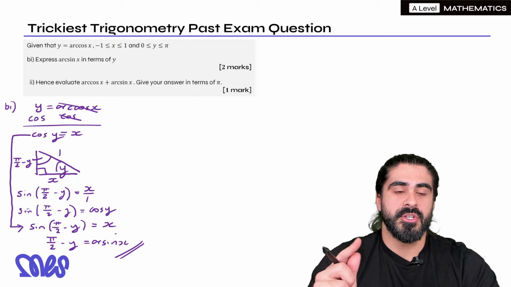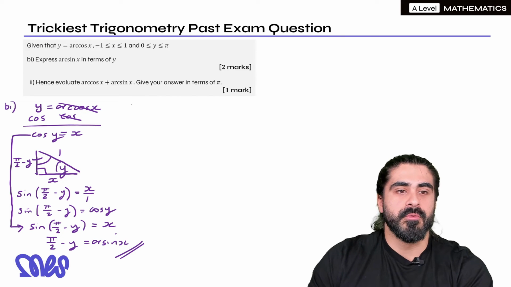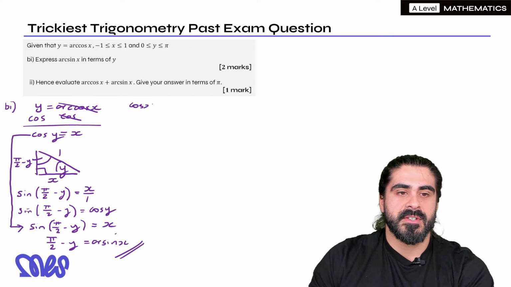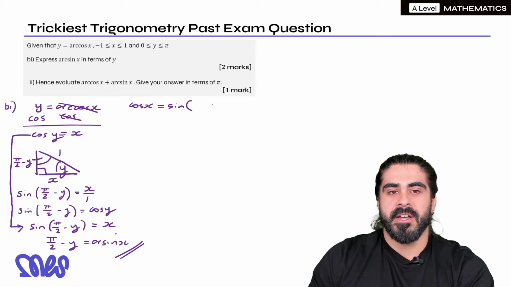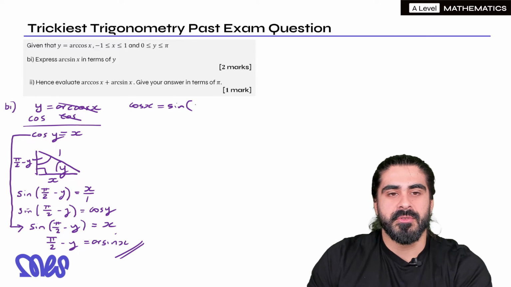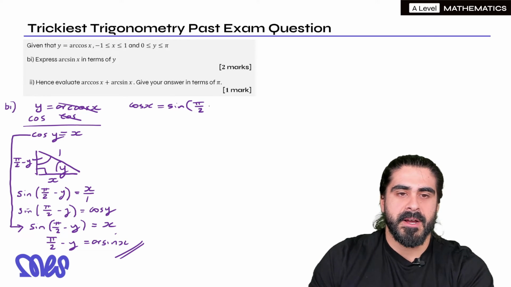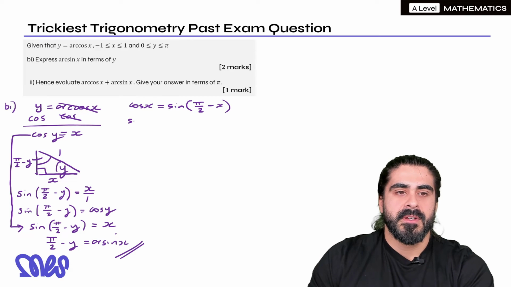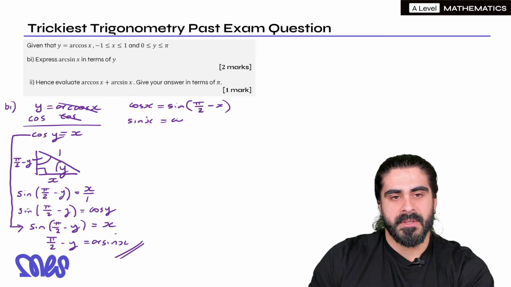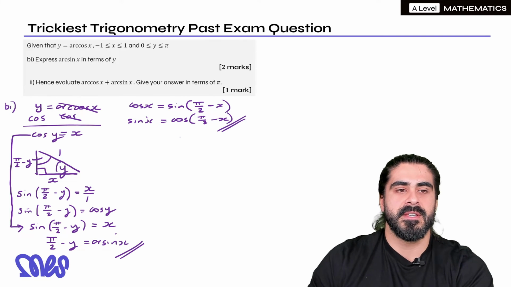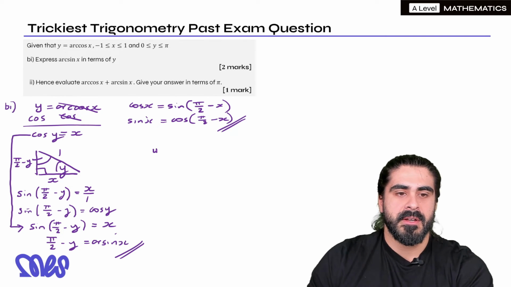So remember, the acute angle transformations, the rules are, if you have cos of x, that's the same as sine of pi over 2 minus x. It doesn't matter if you're doing it in degrees or radians, I'm going to do it in radians. And sine of x is cos of pi over 2 minus x. Please remember these, they will definitely help you out.